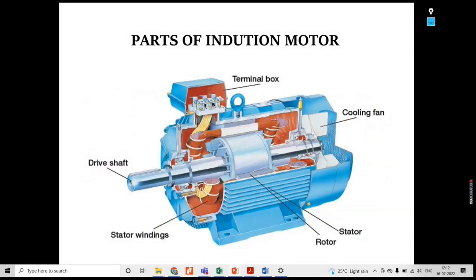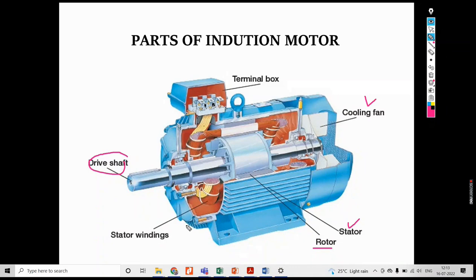This is the induction motor, which has a driving shaft. The shaft is supported by what? The rotor. This rotor itself is a squirrel cage one. Then the outer covering of the machine will carry the stator slots. The stator conductor is called the stator. That is the stationary part.